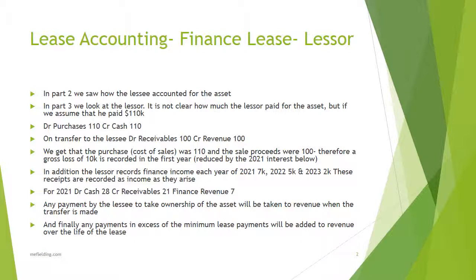That's treated as the capital value of the asset. You've got your finance payments on top. And then there could well be a third line in your revenue, and that will be additional payments over and above the minimum lease payments. So look for those as well.